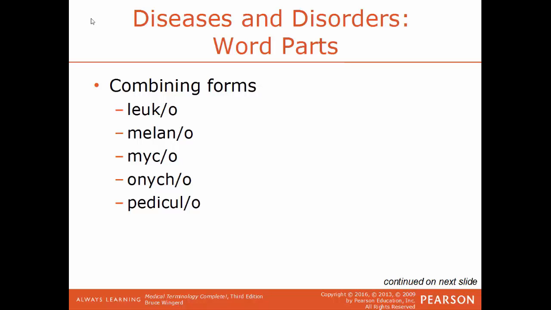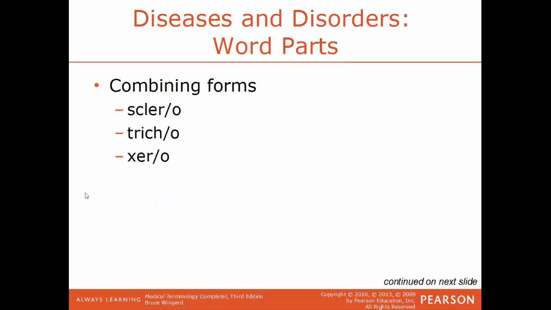And be careful not to confuse that with myo, it's M-Y-O. That would be a reference to muscle, but myco is a reference to a fungus. Onycho is a reference to a nail, such as a toenail or a fingernail. And the last term on this page, pediculo, is a reference to lice or a louse. The next one, sclero, is a reference to the sclera, which is the white part of the eyeball itself. Tricho is a reference to hair. And the last one, xero, is a reference to being dry or dryness.